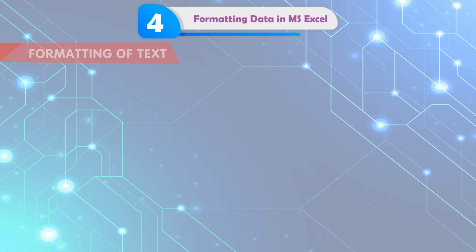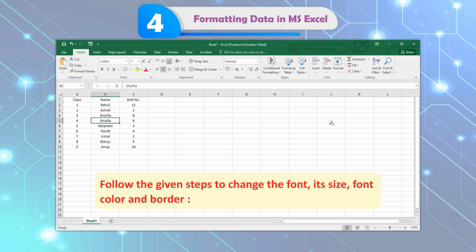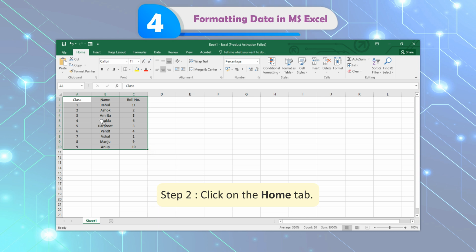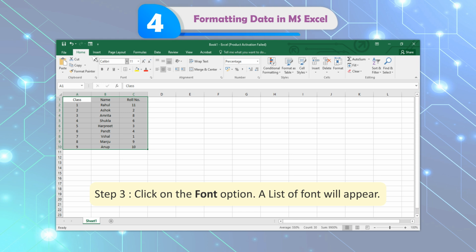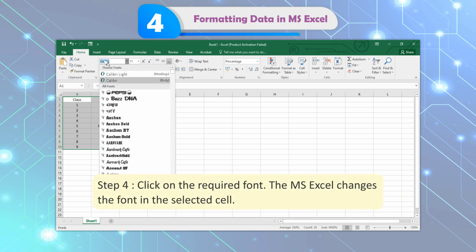Formatting of text. Change font, font size and font color. Follow the given steps to change the font, its size, font color and border. Step 1. Select the cell or range of cells. Step 2. Click on the Home tab. Step 3. Click on the Font option. A list of fonts will appear. Step 4. Click on the required font.